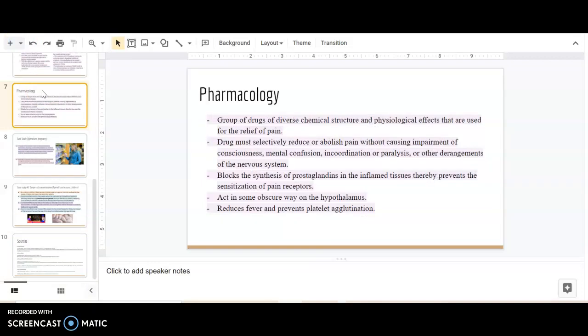Pharmacology. They are a group of drugs of diverse chemical structure and physiological effects that are used for the relief of pain. The drug must selectively reduce or abolish pain without causing impairment of consciousness, mental confusion, incoordination, paralysis, or other derangements of the nervous system. The drug also blocks the synthesis of prostaglandins in the inflamed tissues, thereby preventing the sensitization of pain receptors. It also acts in some obscure way in the hypothalamus and reduces fever and prevents platelet agglutination.